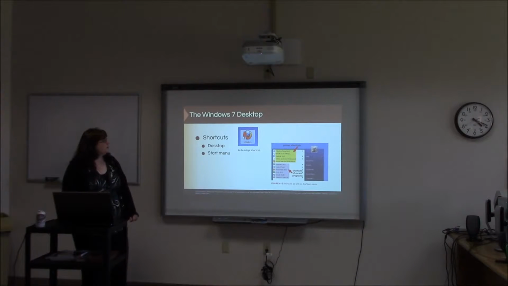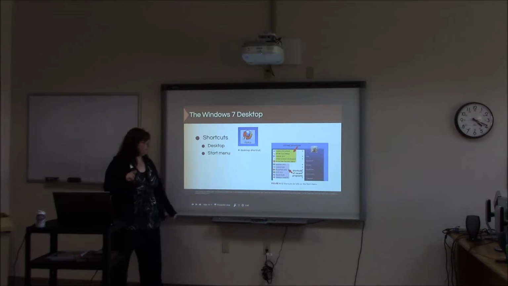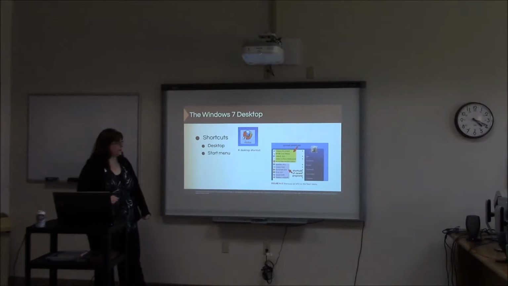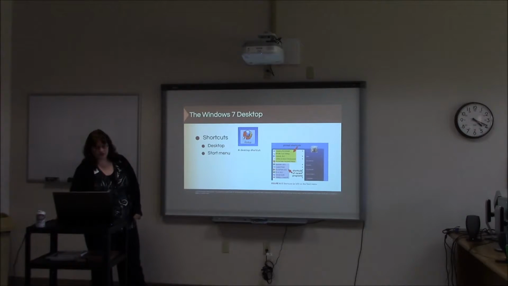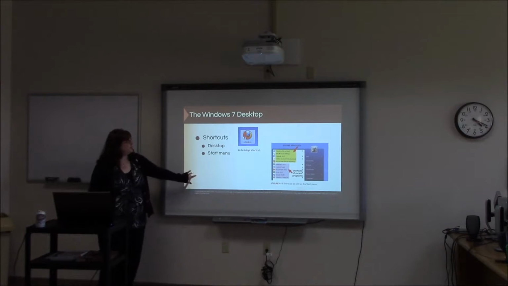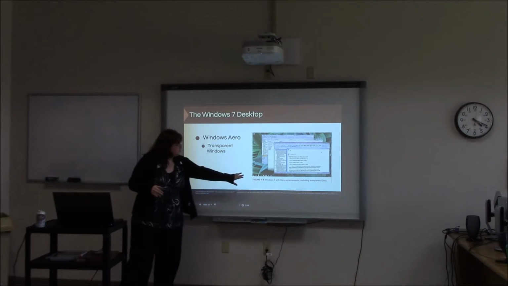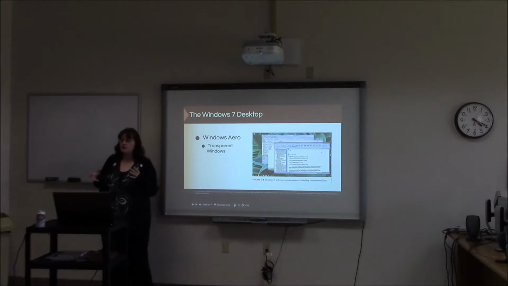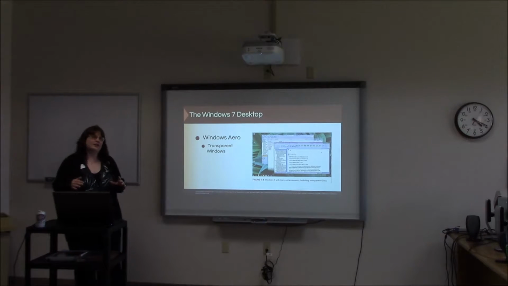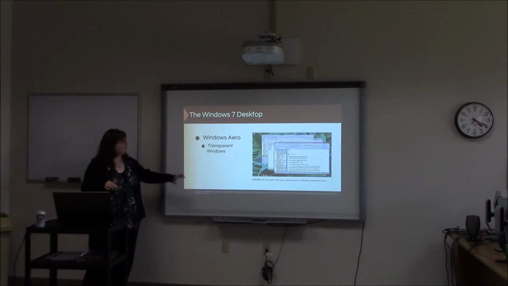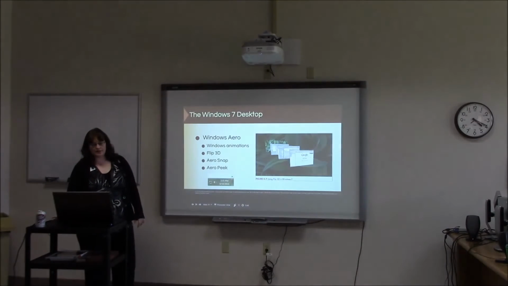So the Windows 7 desktop, you've got shortcuts, which is the icon that you see. You can double click. And then you've got the start menu. Thank goodness we got our start menu. Not every edition of Windows had it. We won't talk about that. One of the things that made the Windows 7 desktop look different was the transparent windows. There was a little bit of color, a glass-like, modern feel to it, and that feature is called Windows Aero.